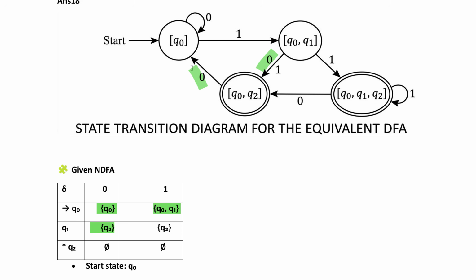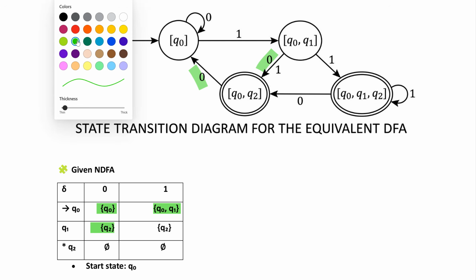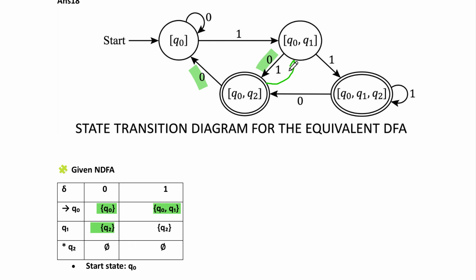When we apply 0, the transition has been given to us. When we apply 1 on Q0, we get Q0, Q1. This transition has not been shown, so let me show you. This is the 0 transition, but this is the 1 transition, the transition for applying the input symbol 1. Let me explain how.